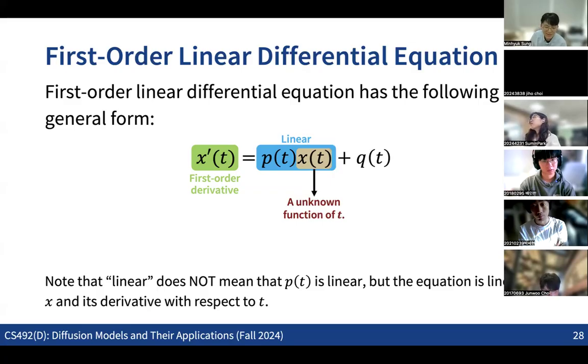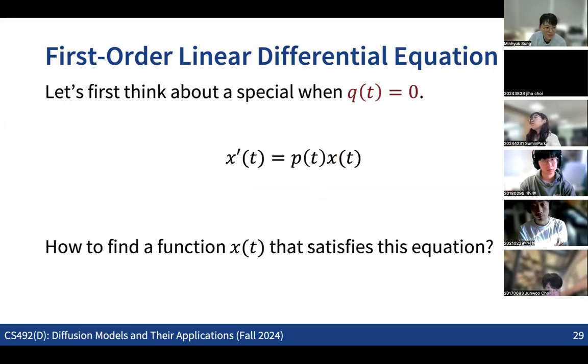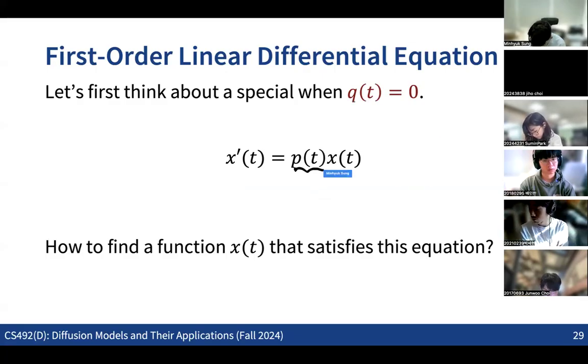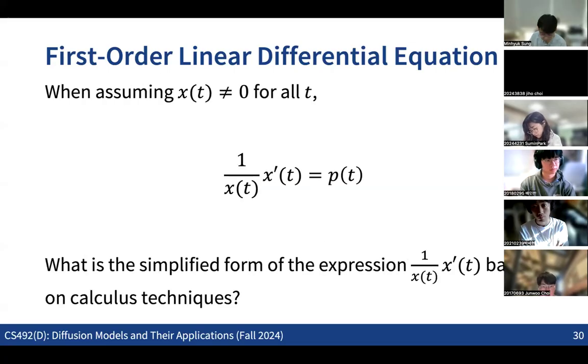And let's make it even simpler in that we are dropping the offset term here. So not having q_t, dropping this part, and only having this scaling part here. Given this simplest form of the differential equation, how can we find the x_t that satisfies this? That's what we are going to see. For that, we assume that x_t is not zero over the whole time domain, and we are going to divide the left side by x_t here.